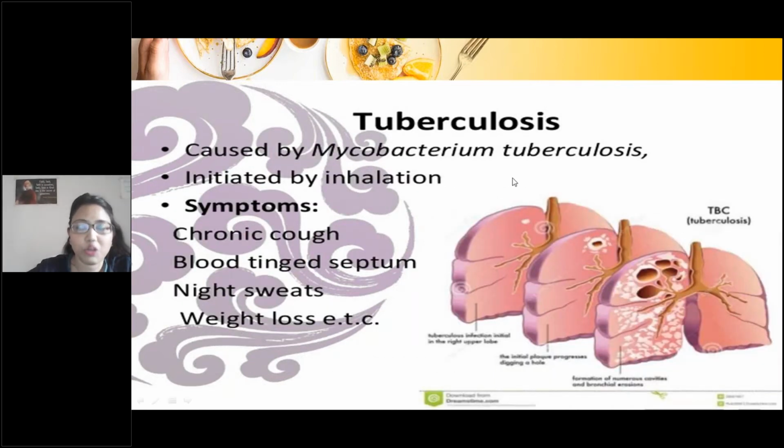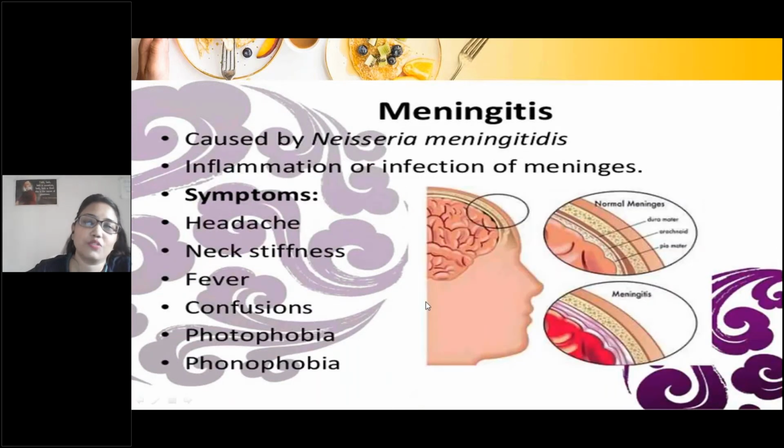Tuberculosis, which can be caused by Mycobacterium tuberculosis or other non-tubercular mycobacteria, can be initiated by inhalation, with chronic cough, blood-tinged sputum, night sweats, weight loss, etc. Meningitis due to Neisseria meningitidis involves inflammation or infection of the meninges. Different symptoms like headache, neck stiffness, fever, confusion, photophobia would be there.